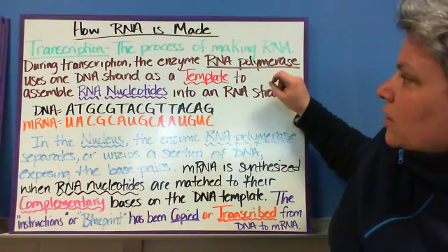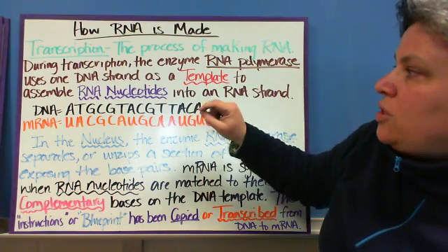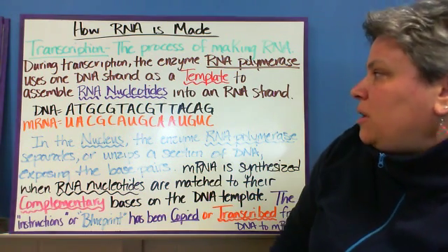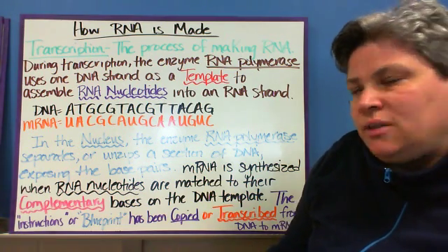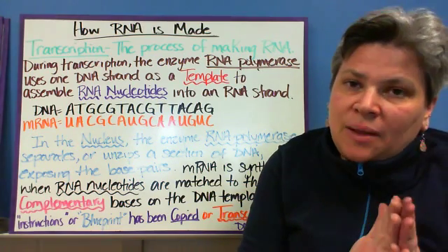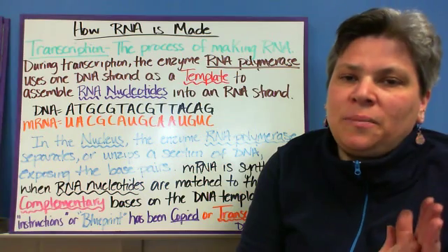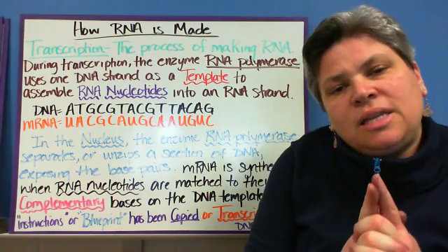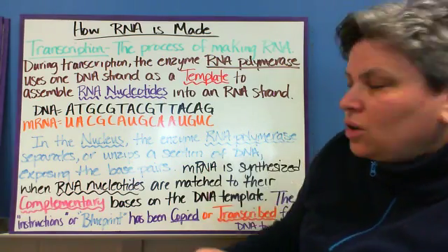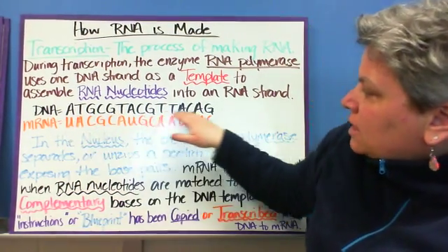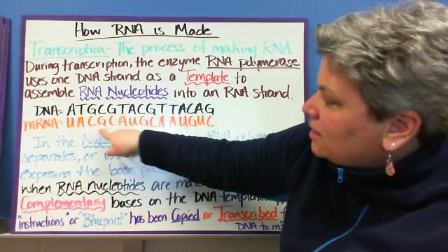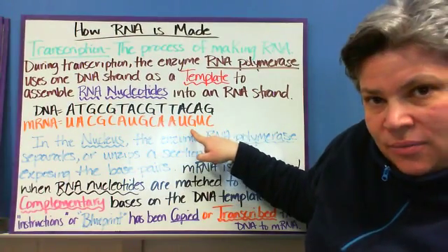The enzyme RNA polymerase uses one strand of the DNA as a template to assemble RNA nucleotides into a strand of RNA. So again, we're using the DNA as a template, and we're going to be complementary. But remember, instead of a T in RNA, we have a U. So let's take a look. Here's my strand of DNA. Here's my strand of mRNA.